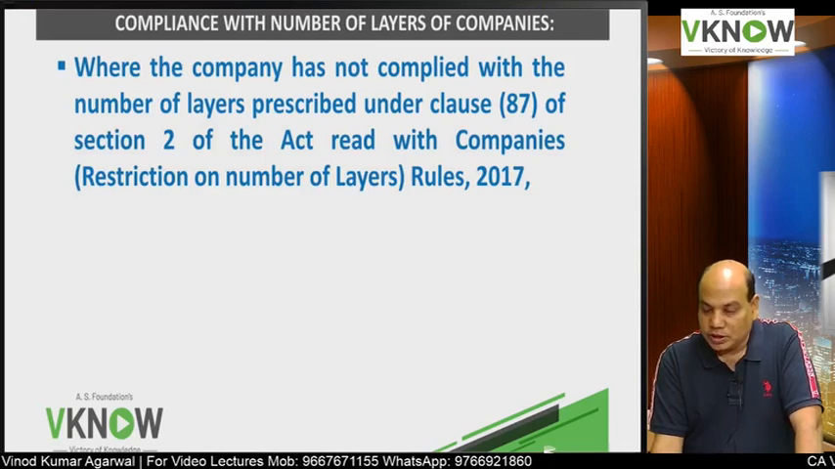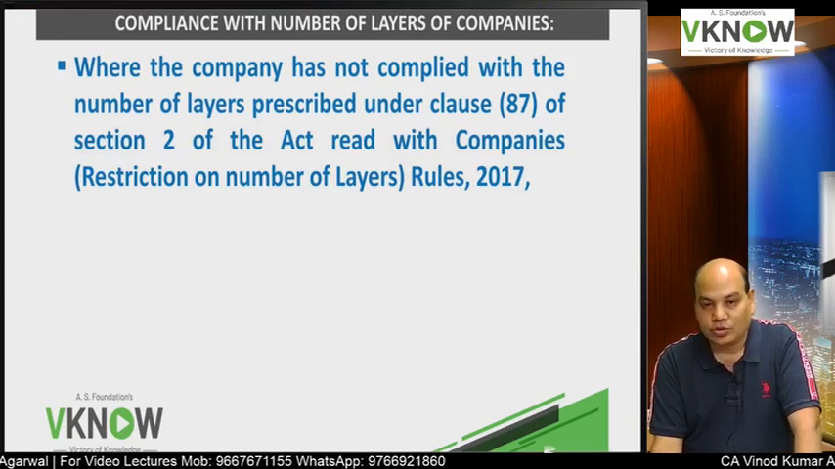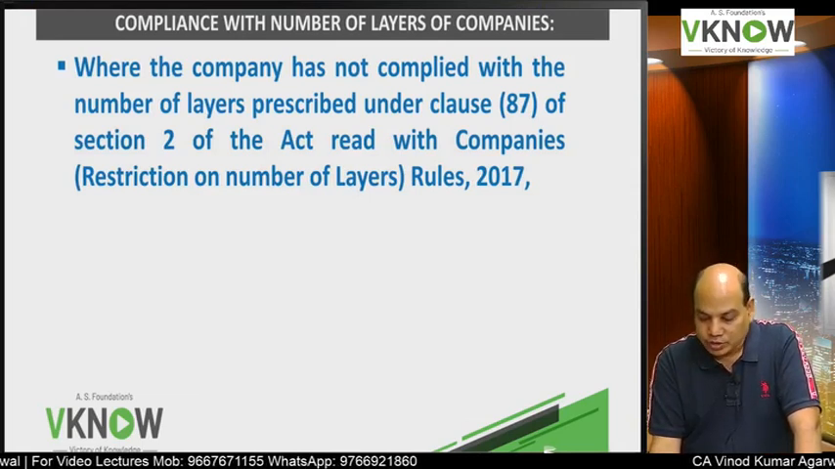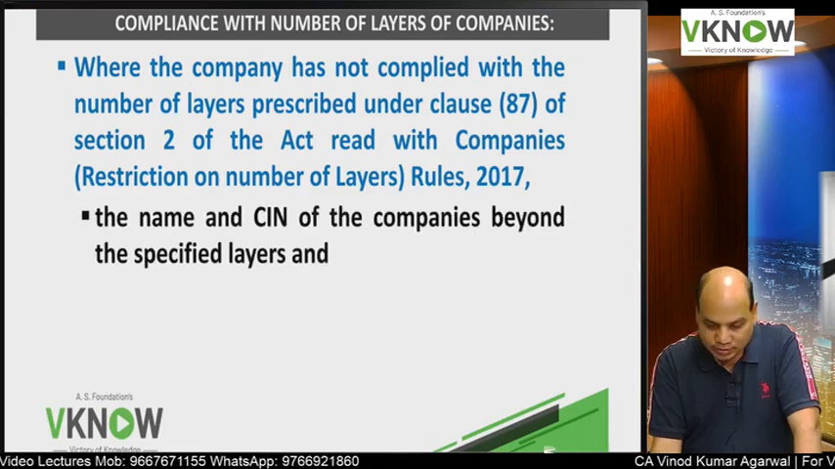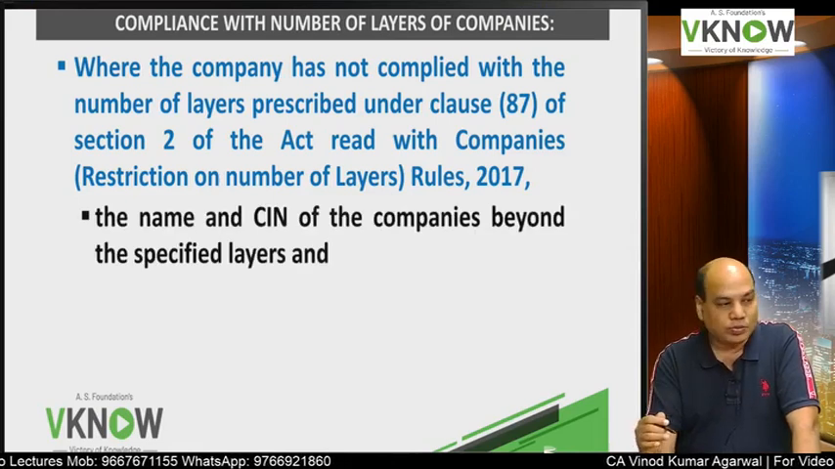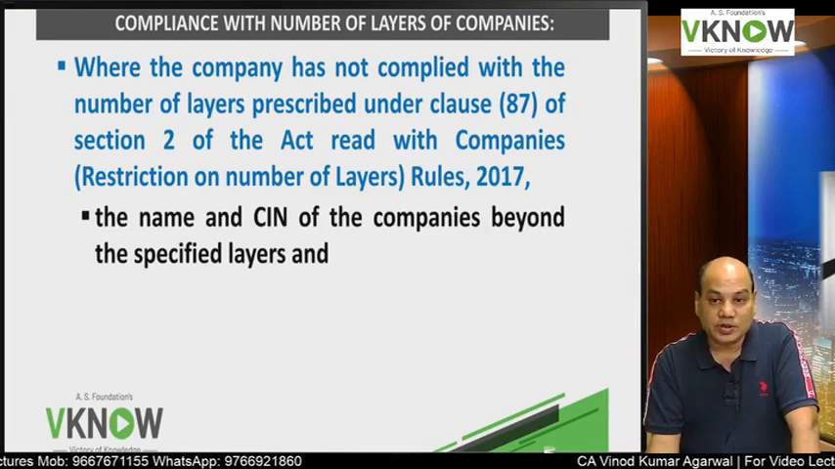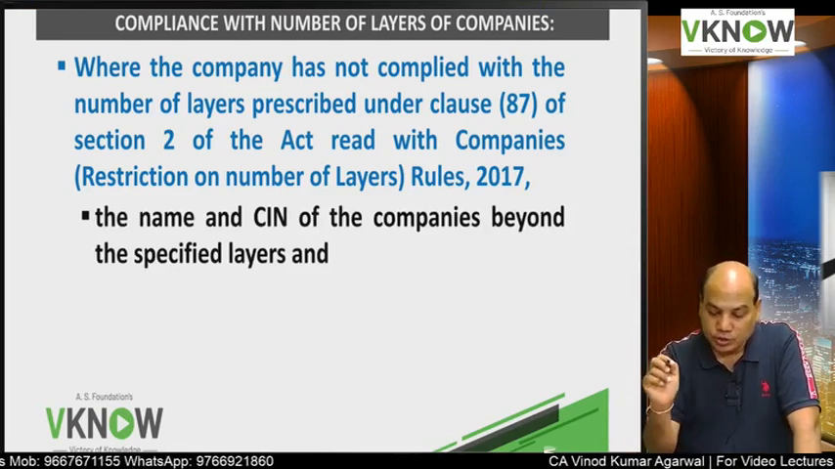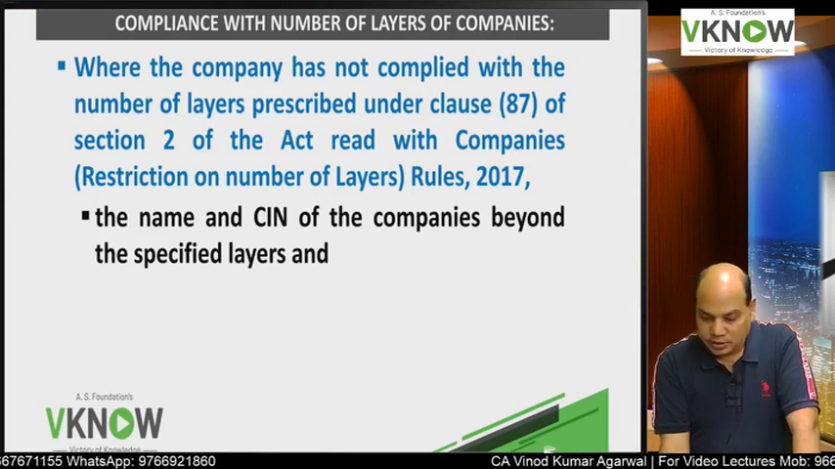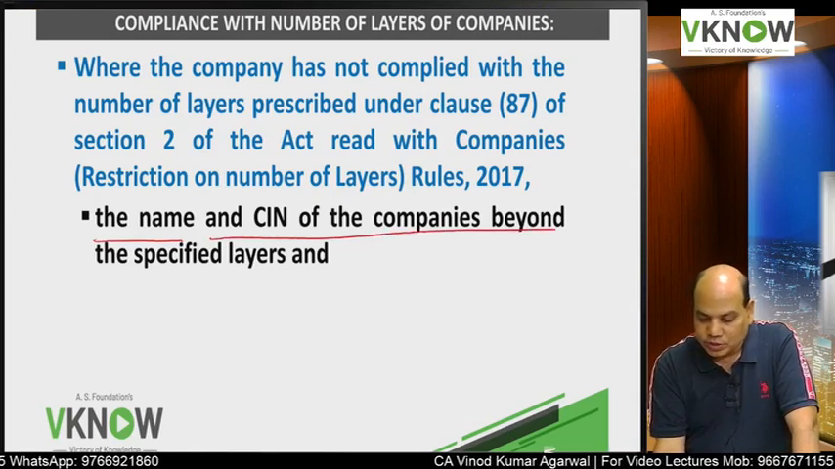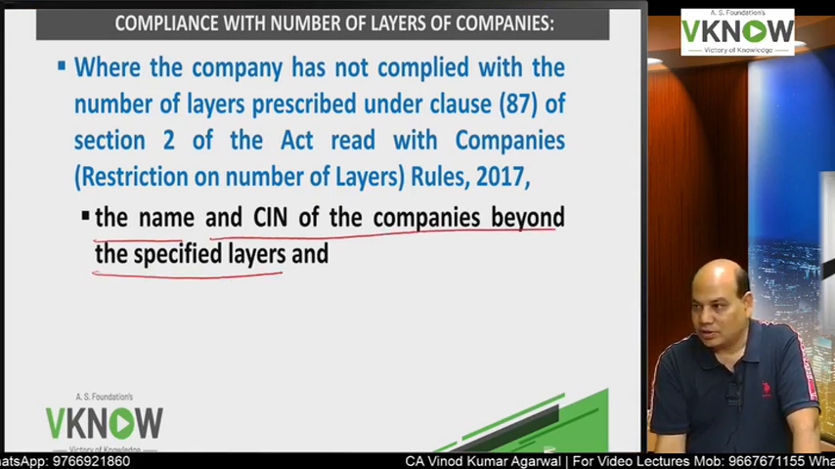So where the company has not complied with the number of layers prescribed under clause 87 of section 2 of the Act, read with the Companies (Restriction on Number of Layers) Rules, 2017, basically when you have more than 2 layers of subsidiaries, then you have to give the following disclosures. What are the disclosure requirements? The name and the CIN of the companies beyond the specified layer.